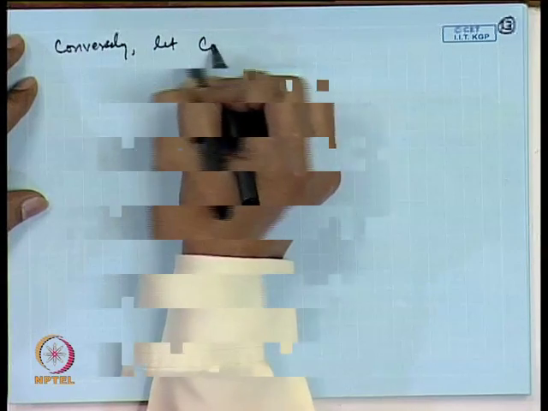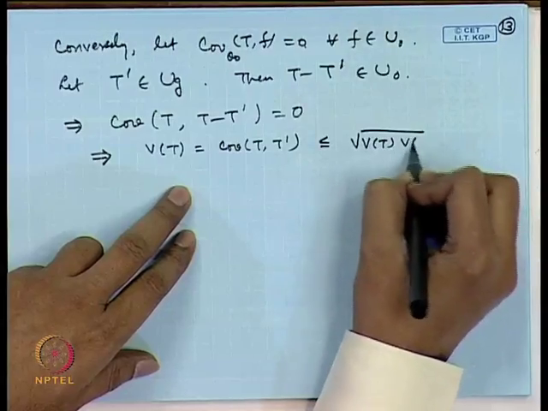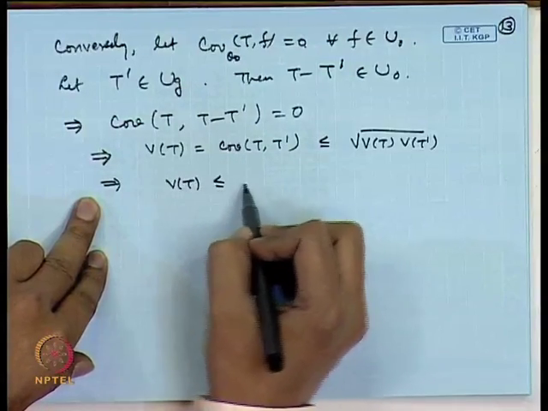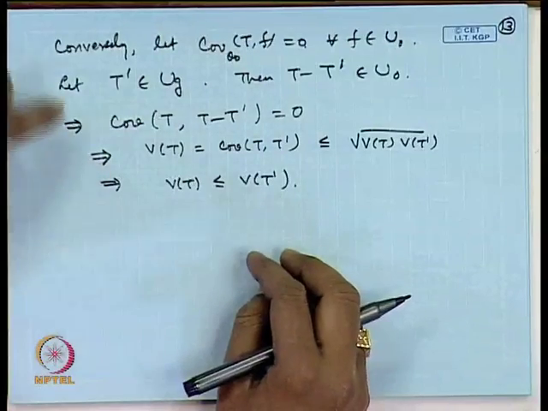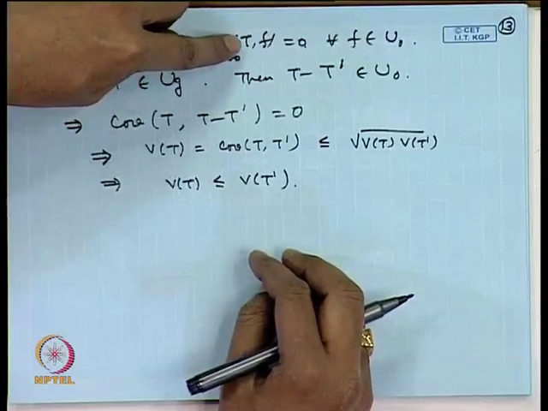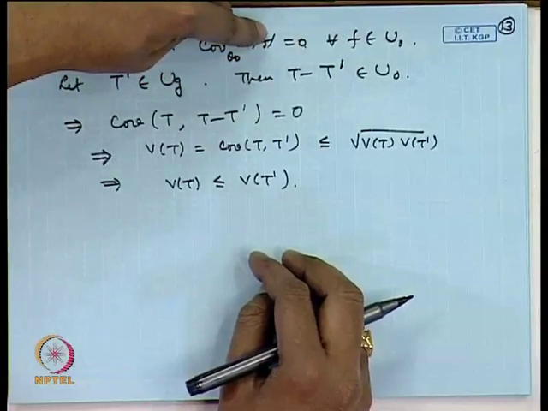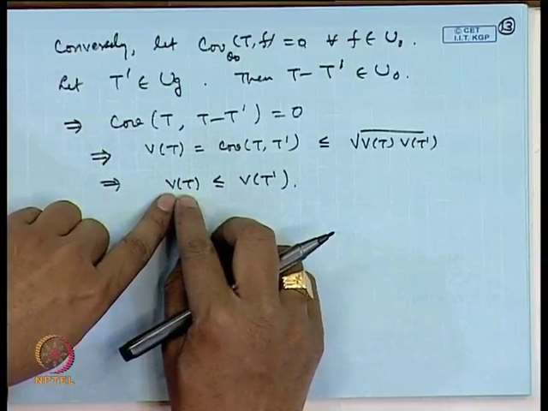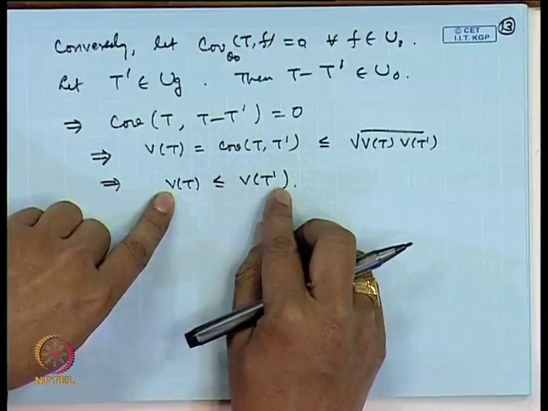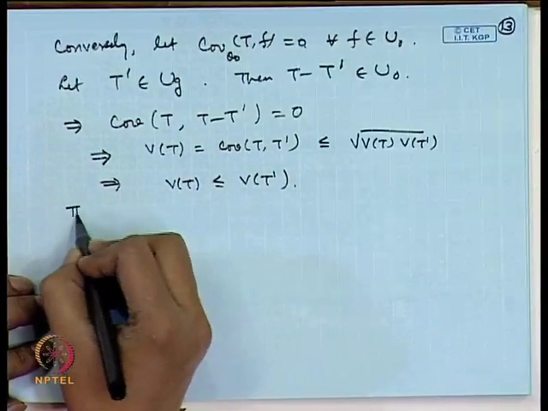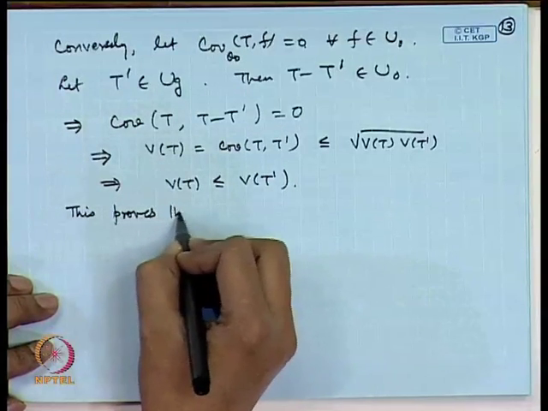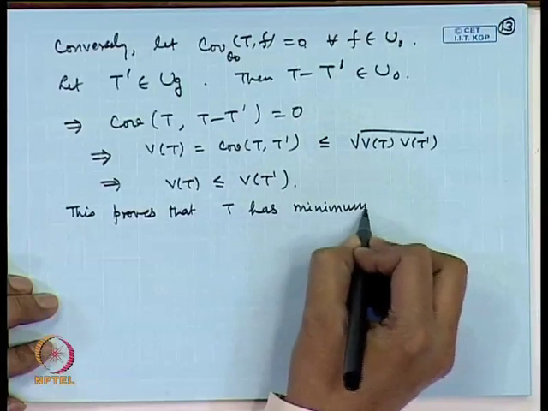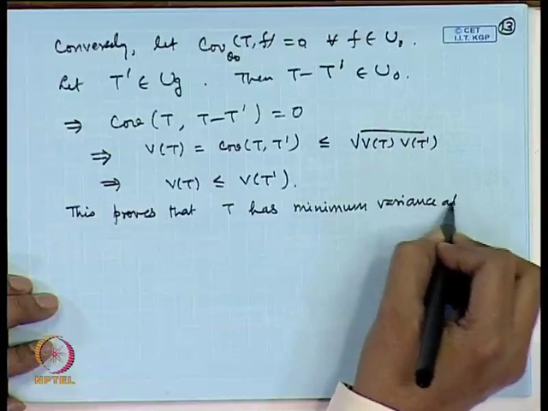Conversely, between T and T prime. So, obviously, this is equivalent to saying that variance of T is less than or equal to variance of T prime. So, if I am taking covariance of T to be 0 with every unbiased estimator of 0, and I am taking another unbiased estimator T prime of g theta, then I am getting that the variance of T is less than or equal to variance of T prime. This proves that T has minimum variance at theta naught.